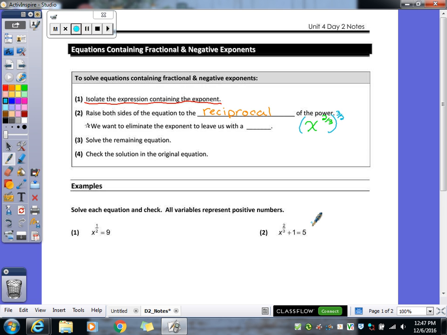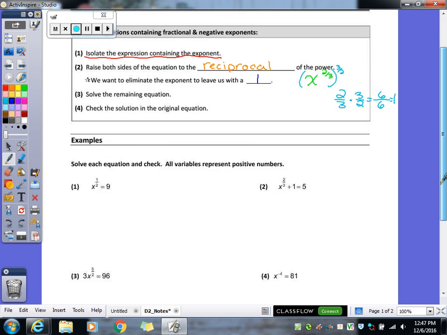Because what ultimately ends up happening is if I take my 2/3 and I multiply it times my 3/2, which that now tells us to do because we have a power to a power, multiply across your tops, we'd get a 6. Multiply across your bottoms, we get a 6, which would reduce to 1. So what it does is it gives us the exponent of 1, which is what we want to have. So we want to eliminate the exponent to leave us with a 1. That's why we do the reciprocal. And then you solve the remaining equation, and you check the solution in the original equation. So let's take a look at our examples.